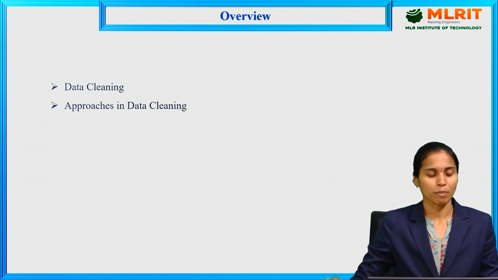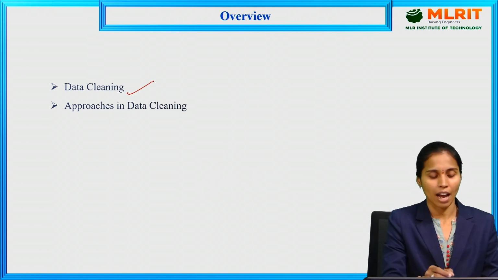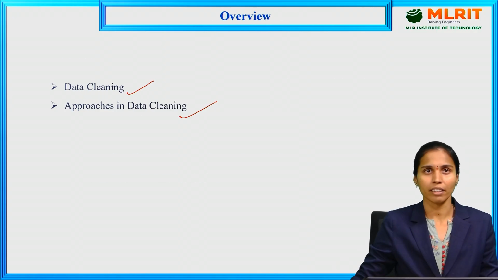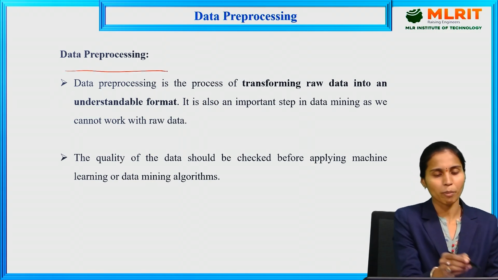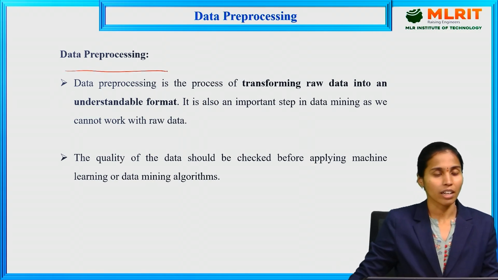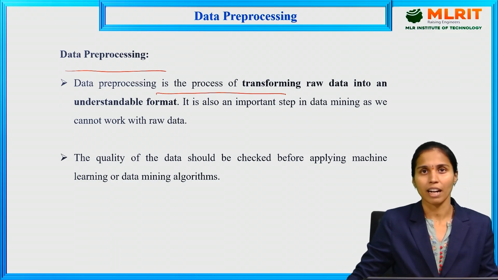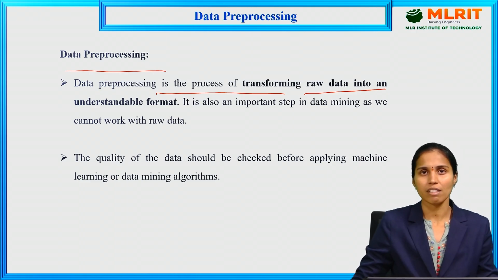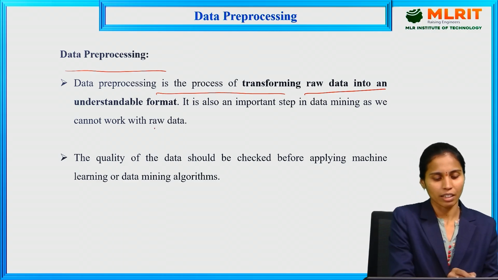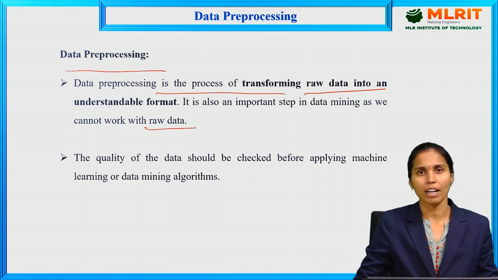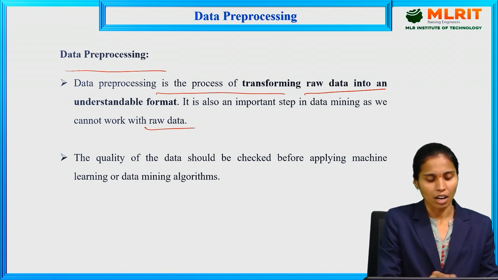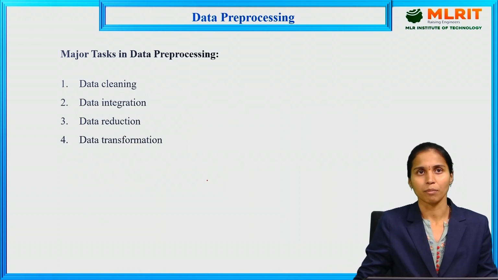Today I am going to explain about data cleaning and the approaches in data cleaning. So first of all, we need to know about data pre-processing. The definition of data pre-processing is that it is a process of transforming raw data into an understandable format. It is also an important step in data mining as we cannot work with the raw data. The quality of data should be checked before applying machine learning or deep learning or data mining algorithms.